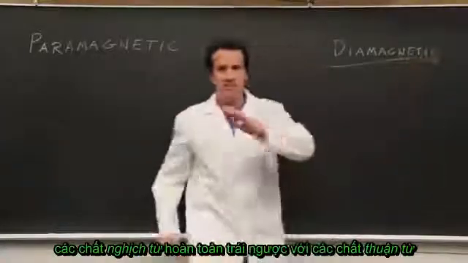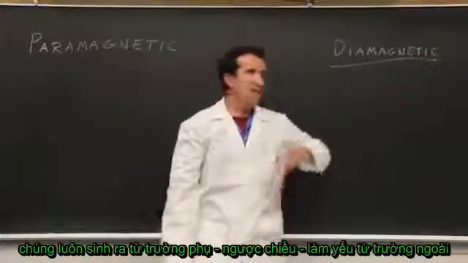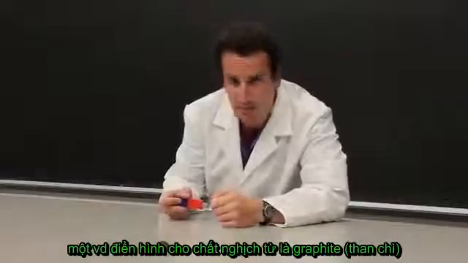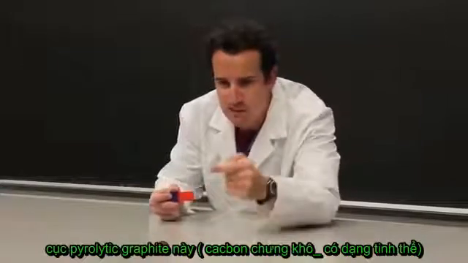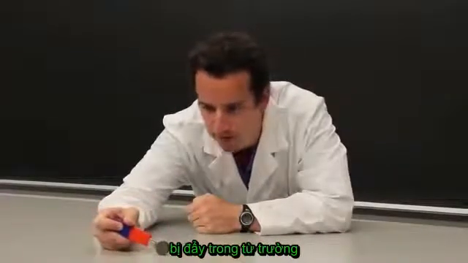Diamagnetic materials are exactly the opposite of paramagnetic. They are always repulsed. They would rather die than be in a magnetic field. An important example of a diamagnetic material is graphite. This specially made pyrolytic graphite is repelled by a magnetic field.